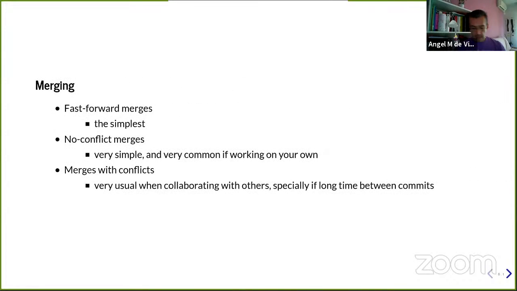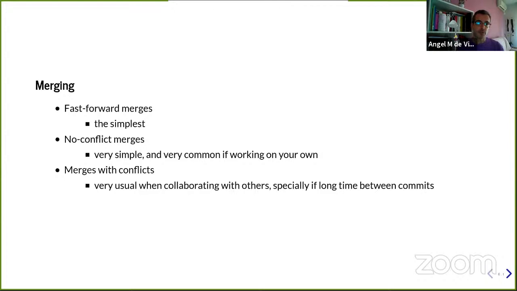So I explained to you last week more or less how you do it. The idea is very simple. You have two branches at some point, and you have made some changes to one of the branches, and you want to incorporate those changes into the branch where you are now, okay? And then you do the merging.